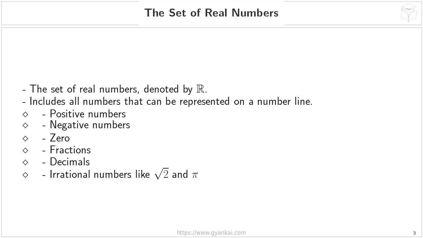So, to recap, the set of real numbers encompasses all of these: positive numbers, negative numbers, 0, fractions, decimals, and irrational numbers. It's a huge collection, and understanding it is crucial as we move forward and start looking at specific subsets within this set, which we'll cover on the next slide.